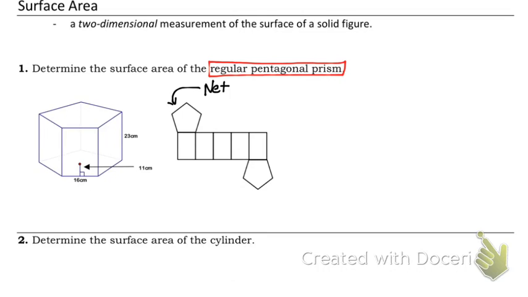The good thing is this pentagon is the exact same thing as this pentagon. This rectangle is the same shape as this rectangle, as this rectangle, as this rectangle, and this rectangle. So I really only have to find two areas and just add everything together. So the first thing we're going to do is find the area of our pentagon.